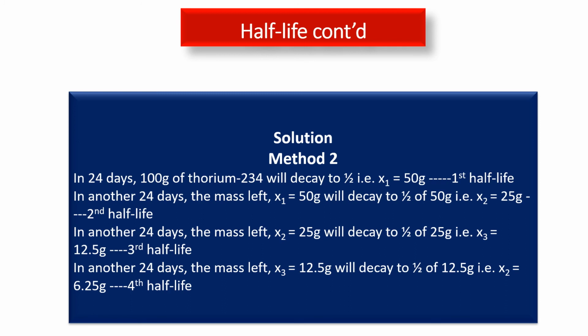And that represents what? 24 days in 4 times, or 24 days in 4 places. That is 24 plus 24 plus 24 plus 24, making 96 days. So 100 grams of thorium-234 will decay to 6.25 after 96 days. And this represents 4 different half-lives. So this is the equation method. If you apply this method or the first one, you will still arrive at the same answer if you are doing the right thing.